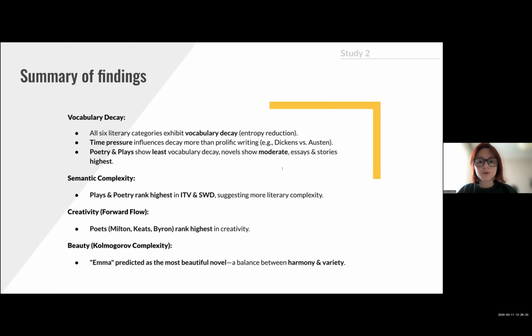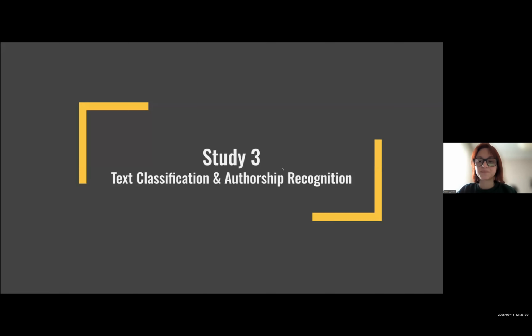The study also explores perceived beauty, predicting that Emma is the most beautiful of Austen's novels, and that it balances harmony and variety.